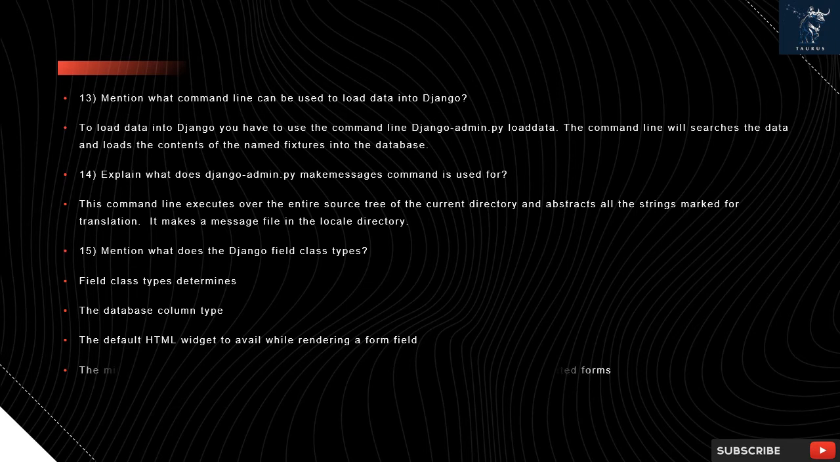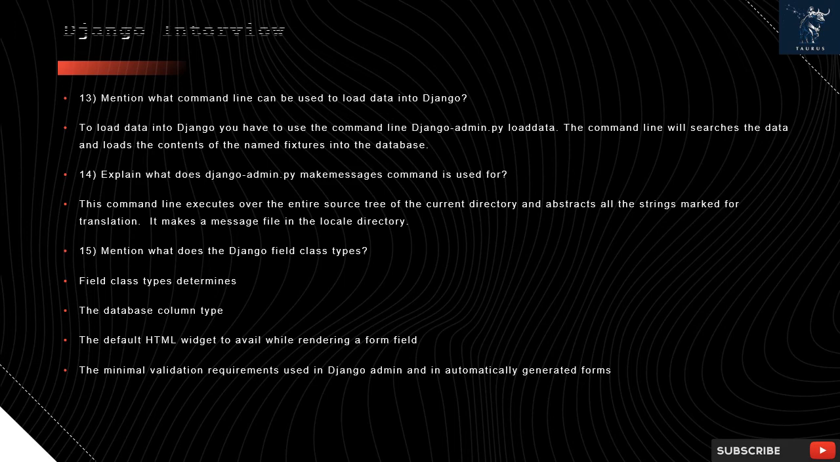15. Mention what the Django field class types are. Field class types determine the database column type, the default HTML widget to avail while rendering a form field, and the minimal validation requirements used in Django admin and automatically generated forms.